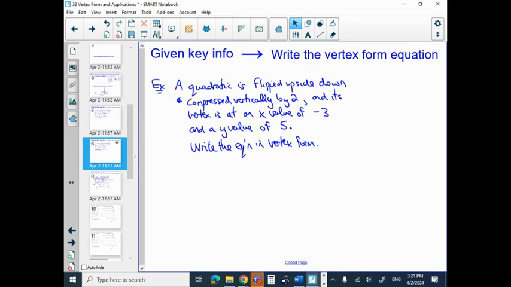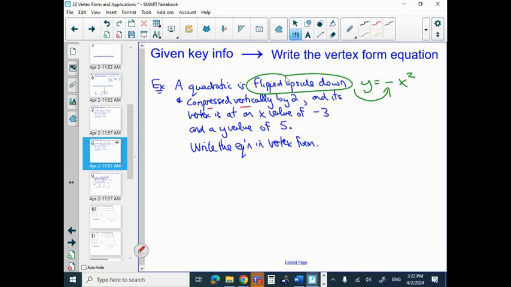So quadratic flipped upside down. So first of all, right there, flipped upside down, we know we're going to have a y equals a negative x squared, right? Right there. But then we also add into it, and it's compressed vertically by a factor of 2. A little bit of a trick there, compressed, right? So we're dividing, like multiplying everything by a half. So we're going to have a 1/2 in here. Okay, so 1/2 x squared so far.